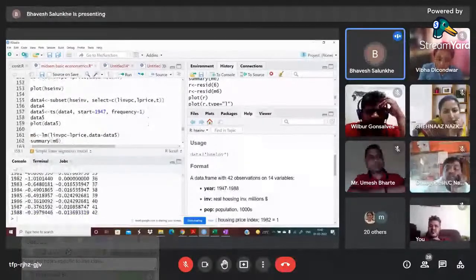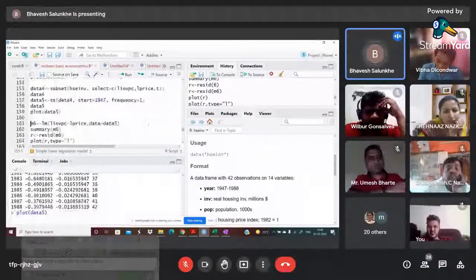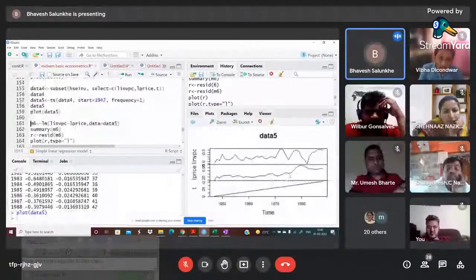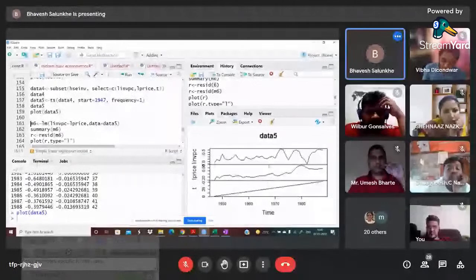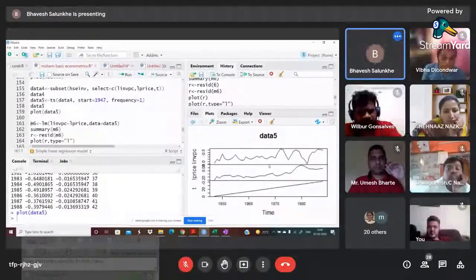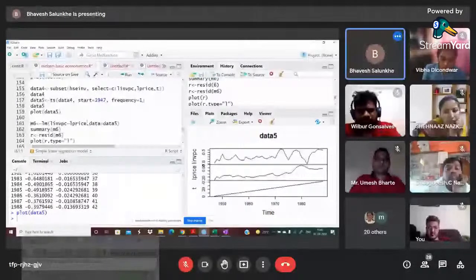If I plot this data, you will see interesting things over here. All the variables are trending. Since it is time series data, definitely they are non-stationary variables. I don't want to go into details of stationarity and non-stationarity, but they are non-stationary because they are trending up. When you include those variables in the regression, I run the model called M6, regressing log investment per capita on log price using data 5.